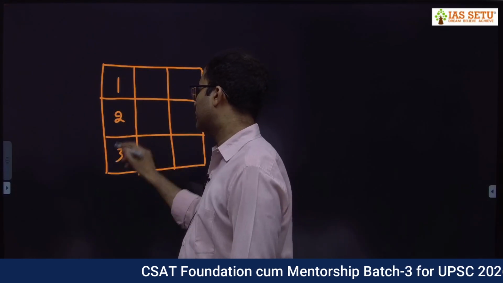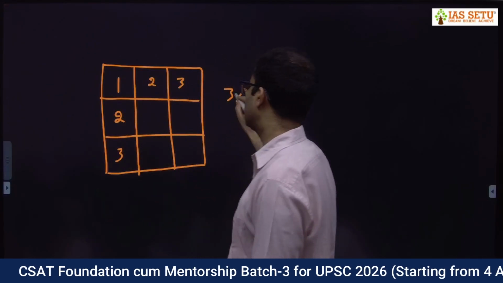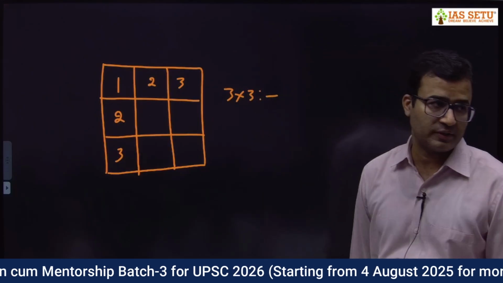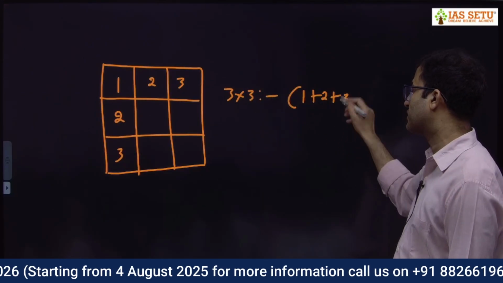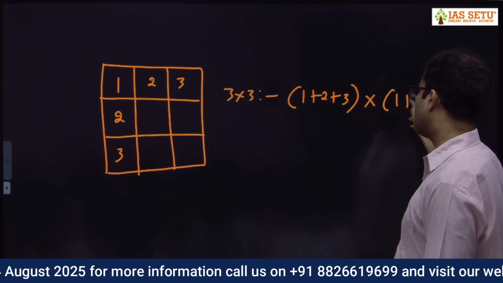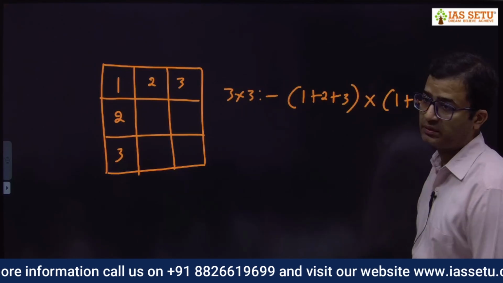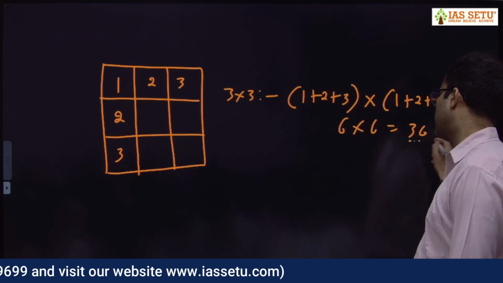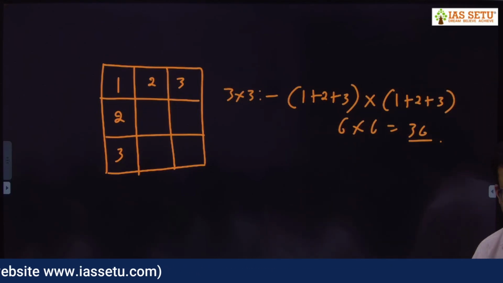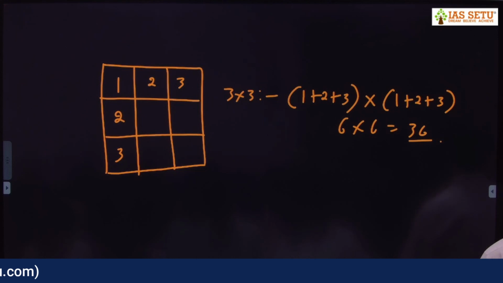One, two, three; 1, 2, 3. This is a 3 by 3 figure. As per our rule, first bracket: 1 plus 2 plus 3. Second bracket: 1 plus 2 plus 3. So it is 6 into 6, 36. In this given figure, we have 36 rectangles.